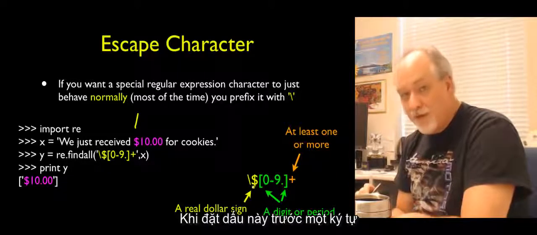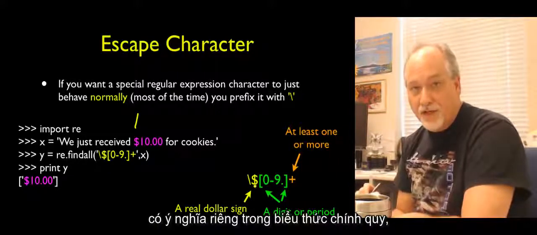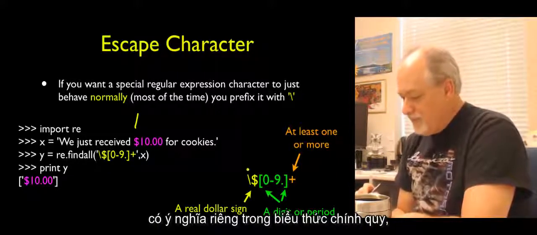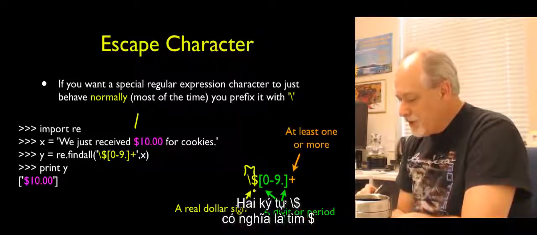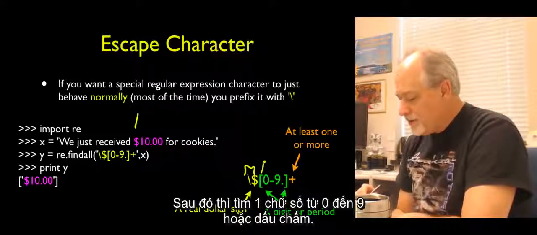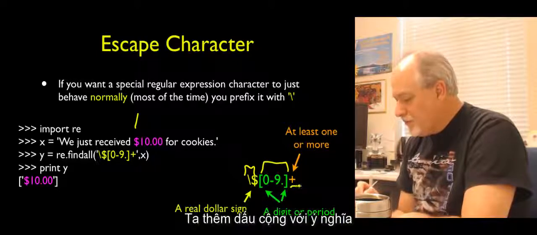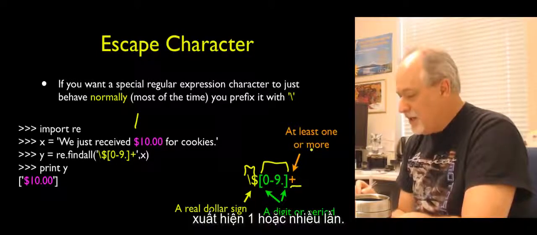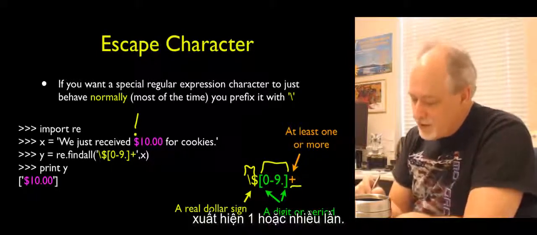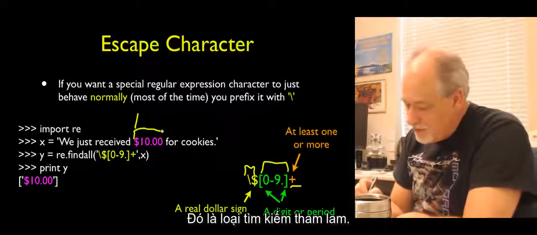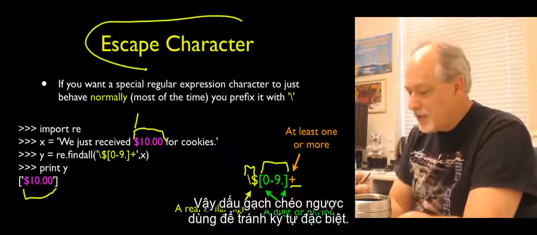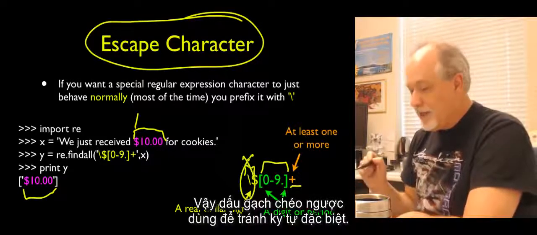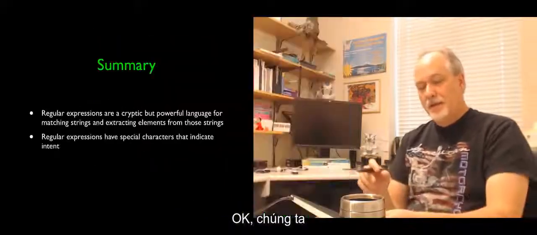So if you put the backslash in front of an otherwise meaningful character, it becomes the actual character. So this is saying match a dollar sign. Those two characters say match a dollar sign. And then this says one character that's 0 through 9 or a dot. And then we put the plus modifier to say at least one or more times. And so that is greedy, of course. So that will get us this and extract it, including the dollar sign. So the escape character is the backslash. Okay, so there we are.